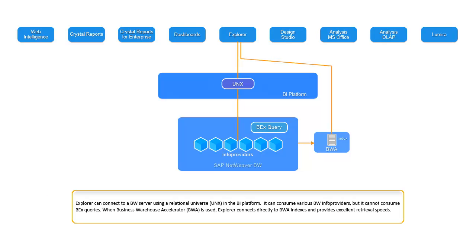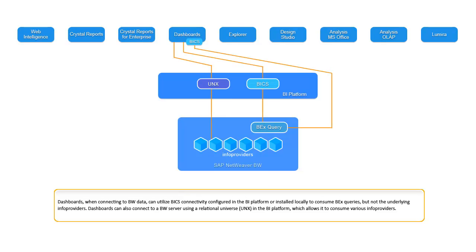Explorer can connect to a BW server using a relational universe UNX in the BI platform. It can consume various BW info providers, but it cannot consume BEX queries. When Business Warehouse Accelerator BWA is used, Explorer connects directly to BWA indexes and provides excellent retrieval speeds.